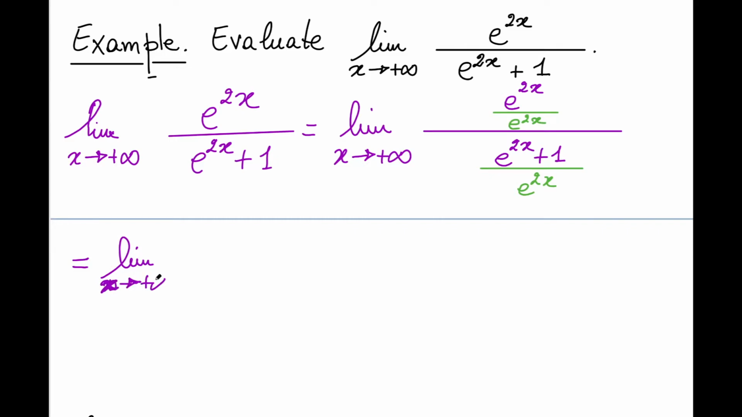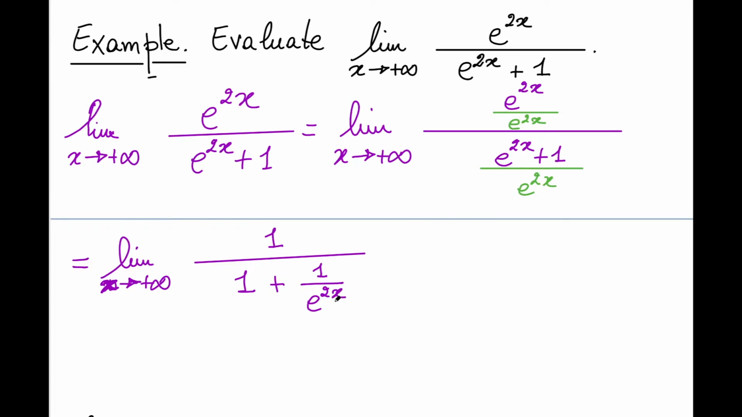So x goes to plus infinity. Upstairs is 1, right? e to the power 2x divided by itself is 1. Over here, this is the same thing as e to the power 2x over e to the power 2x, which is 1, plus 1 divided by e to the power 2x. Do you agree with this? (a + b)/c is a/c plus b/c, right? That's what I used here.